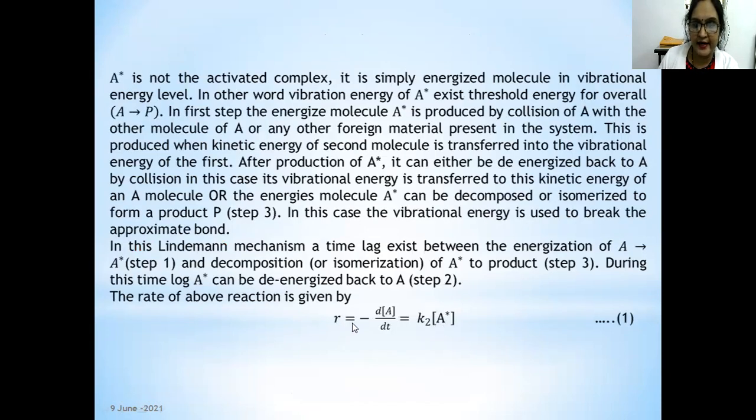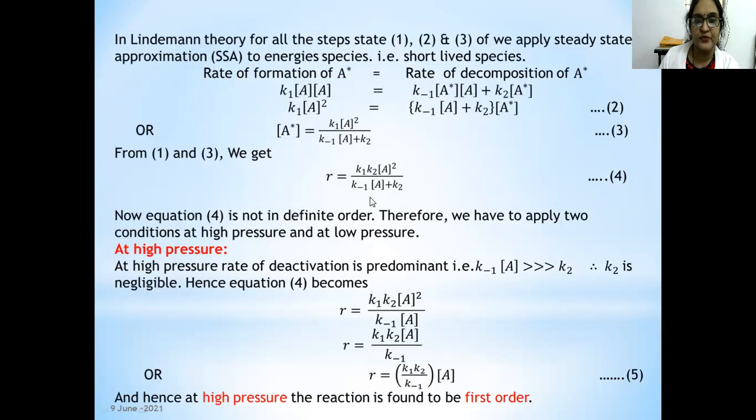So what we get? R is equal to minus dA by dt is equal to K2 into K1 into concentration of A square divided by K minus 1 into concentration of A plus K2. So this is the rate law equation for the Lindemann theory.